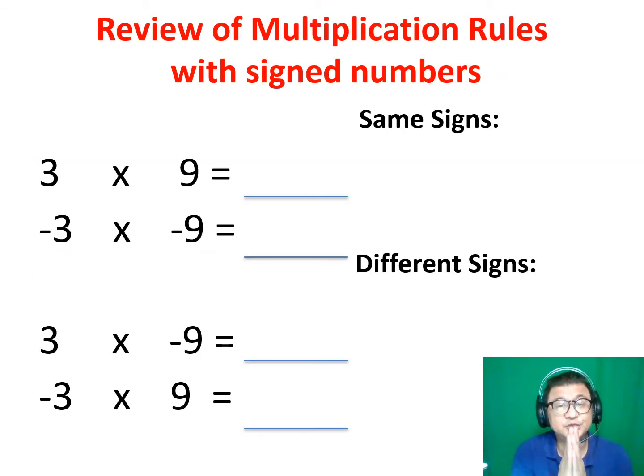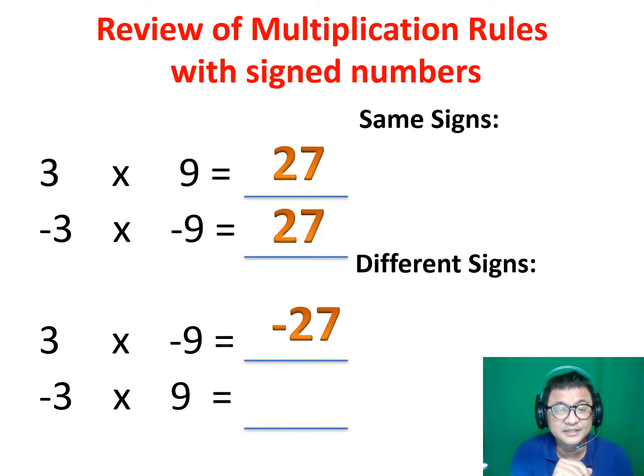Let's review first the multiplication rules with signed numbers. Same sign: 3 times 9 is 27. And then negative 3 times negative 9 is still 27. 3 times negative 9 is now negative 27. And negative 3 times 9 is now a negative. We remember the rules from before.